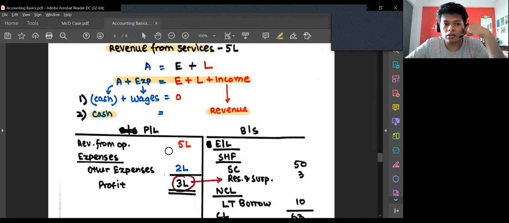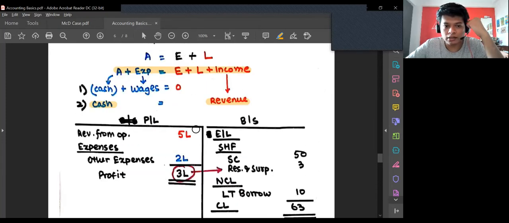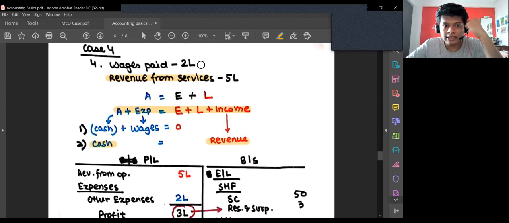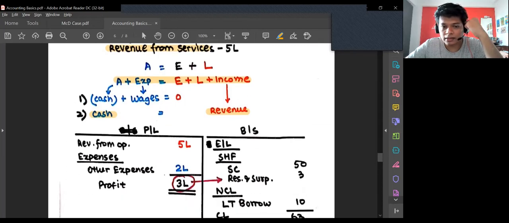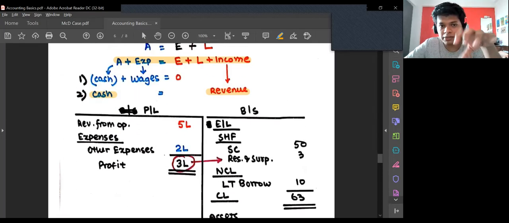Now in the profit and loss account, how do we show this? So this revenue from services, 5 lakhs, comes over here, revenue from operations. Wages paid, 2 lakhs, is an other expense, so 2 lakhs over here, and now the profit becomes 3 lakhs. Now the balance sheet, I've taken it from the earlier balance sheet. I hope you guys are following. I'm just showing you where the changes are.